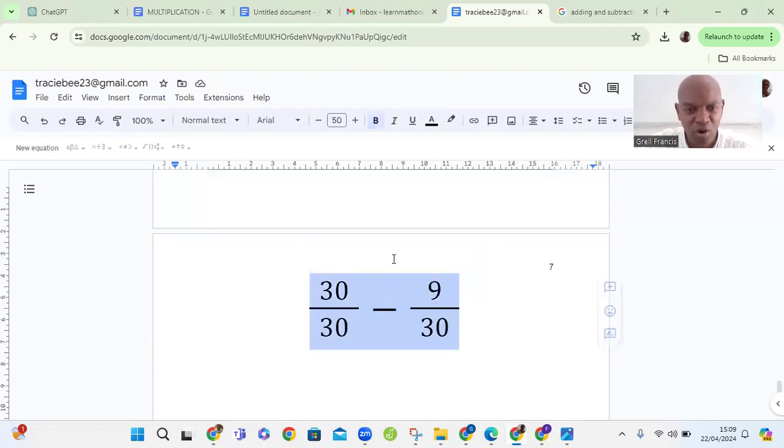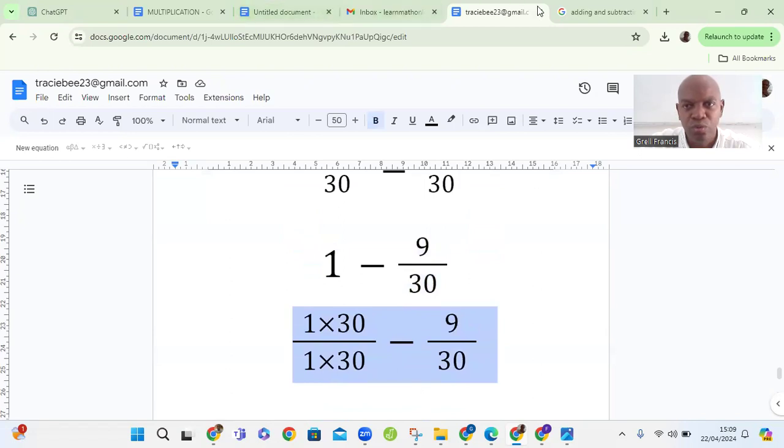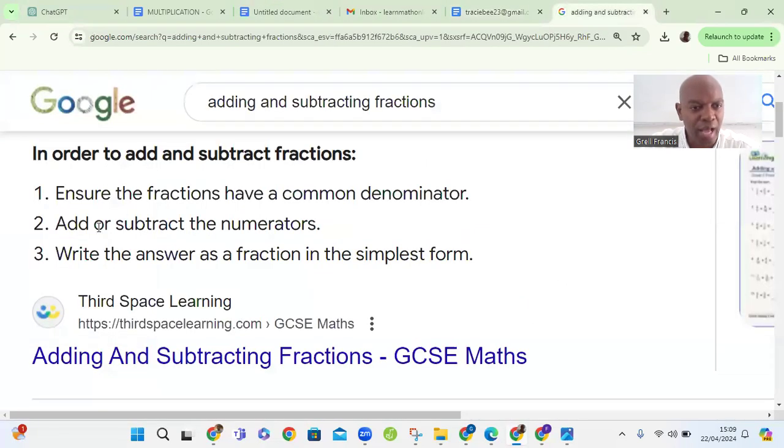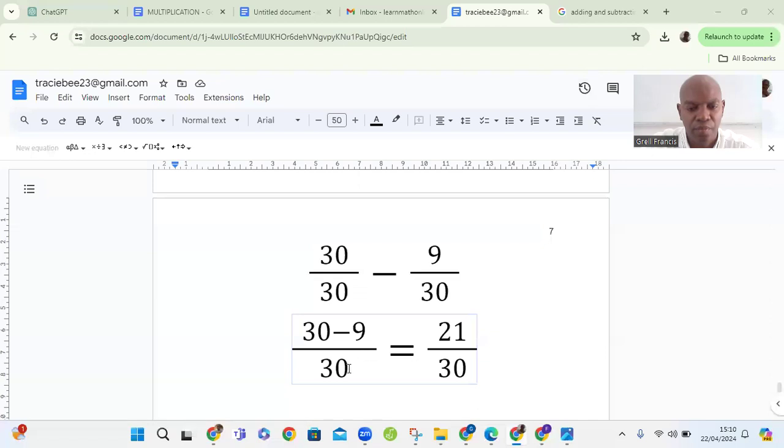And as we said before, you add or subtract the numerators. So we have to subtract 30 minus 9. 30 minus 9 will give us 21/30. And remember, the question says we must put our answer in its simplest form.